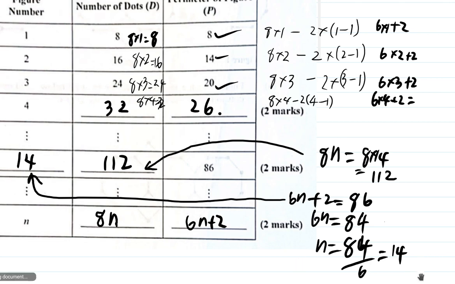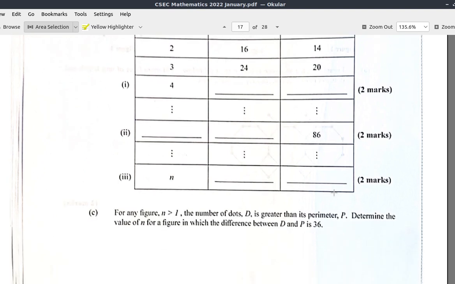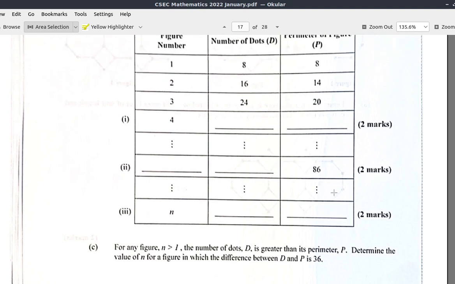Okay? Now, here, part C says, for any figure n greater than 1, for 1 is 8, 8, for 2, 16, 14, and so on. For any figure n greater than 1, the number of dots D is greater than the perimeter P. Well, you can see it here, 16 and 14, 24 and 20 and so on. Determine the value of n for a figure in which the difference between D and P is 36. The difference between D and P is 36.